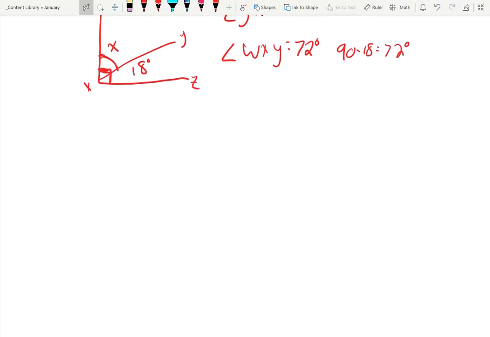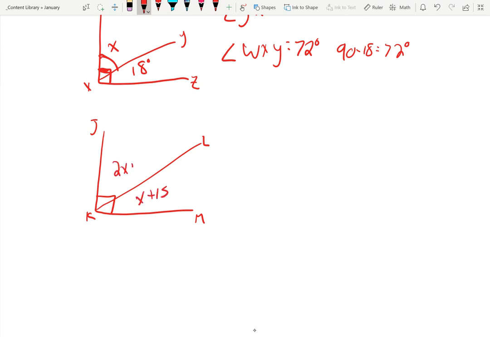Okay. Now they do get a little bit more interesting, a little bit harder. So let's do one more right angle, one more complementary one. We're going to call this J, K, L, M. So this one, I'm going to say that this angle is x plus 15 and this angle is 2x plus 15. So we're going to find three things here. First thing is find x. What is x? Then we're going to find the size of angle JKL.